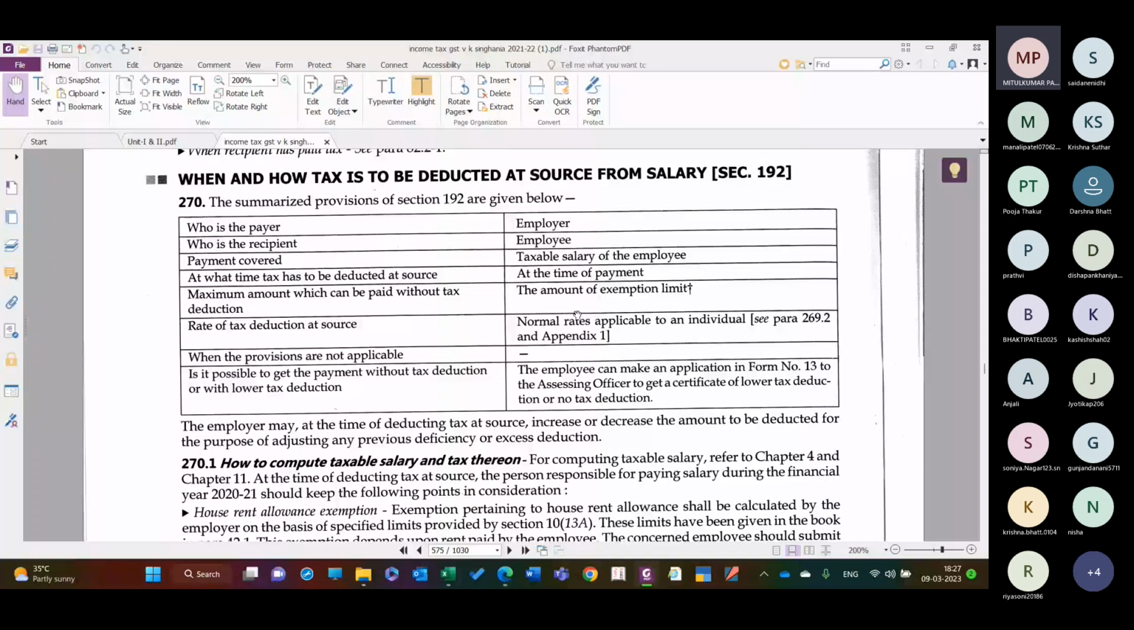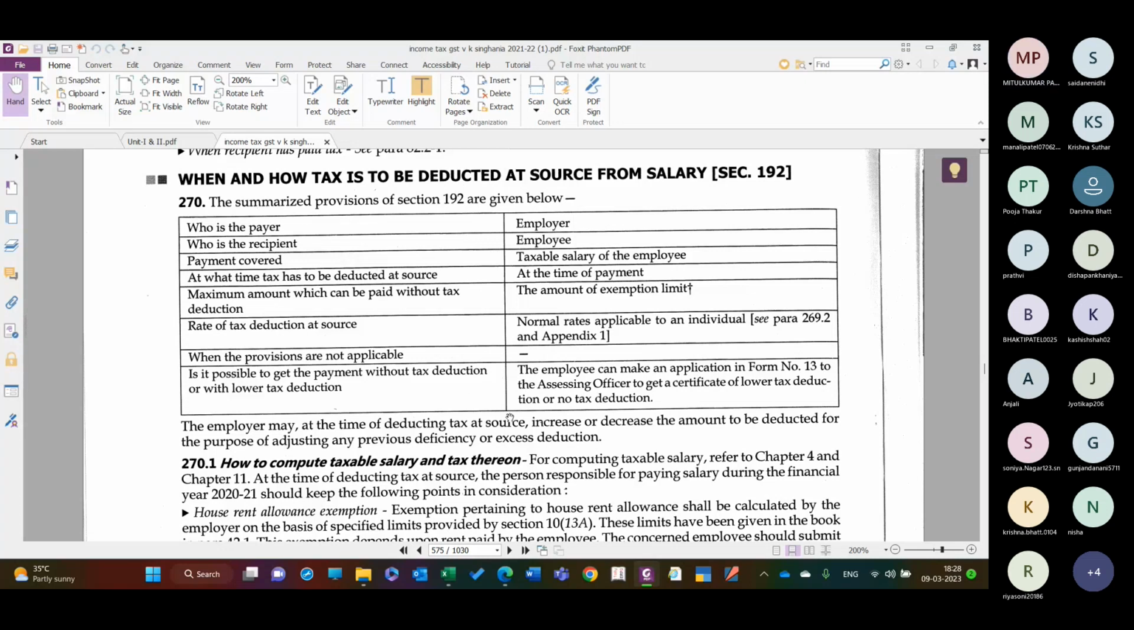When the provisions are not applicable, there is no such thing. When? When the amount is less than the exemption limit and there is no taxable income, then TDS is not to be deducted. Is it possible to get the payment without tax deductions or with lower tax deduction? Yes. The employee can make an application in form number 13 to the assessing officer to get the certificate of lower tax deductions or no tax deductions.